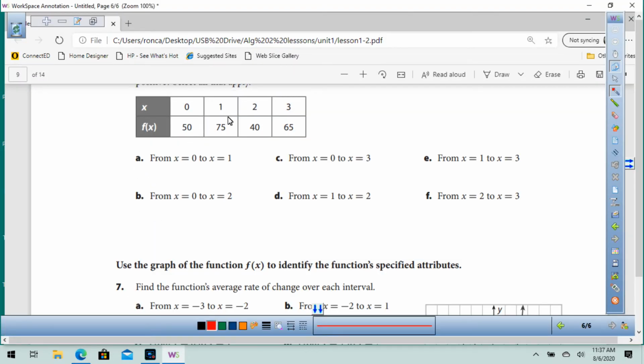All right, which one's it? 0 to 1 is positive? Yeah, that goes from 50 to 75, so that's positive. From 0 to 3 goes from 50 to 65, so yes, that's positive. From 1 to 3, no, that goes from 75 to 65. From 0 to 2, that goes from 50 to 40, that's minus 10, not positive. From 1 to 2 goes from 75 to 40, no. And from 2 to 3, yeah, that goes up 25. So those are positive.